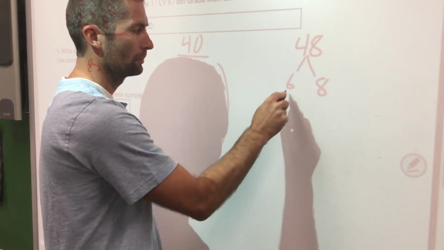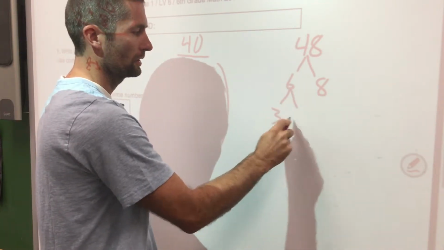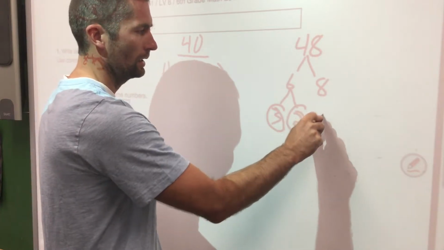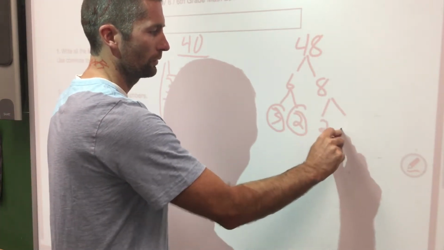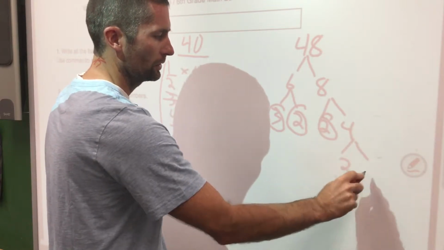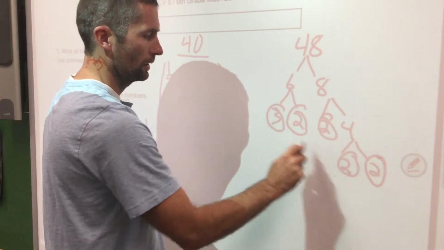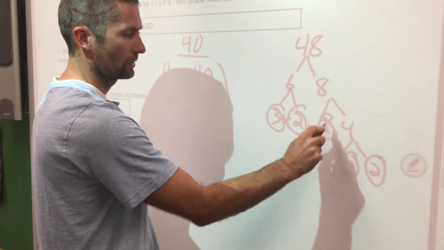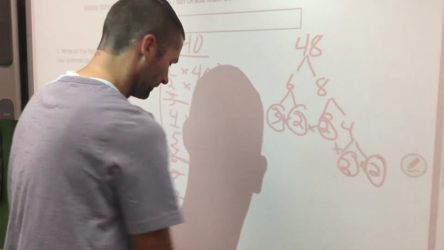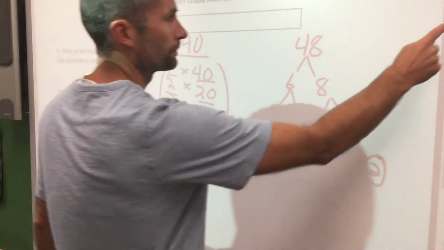6 is not prime, so let's break up 6 into 3 times 2. 3 is prime, 2 is prime. 8 is not prime, we can break that up into 2 and 4. 2 is prime, 4 is not prime, break that up into 2 and 2. So 3 times 2 times 2 times 2 times 2, all the circled ones. That's question 3. Let's move on.